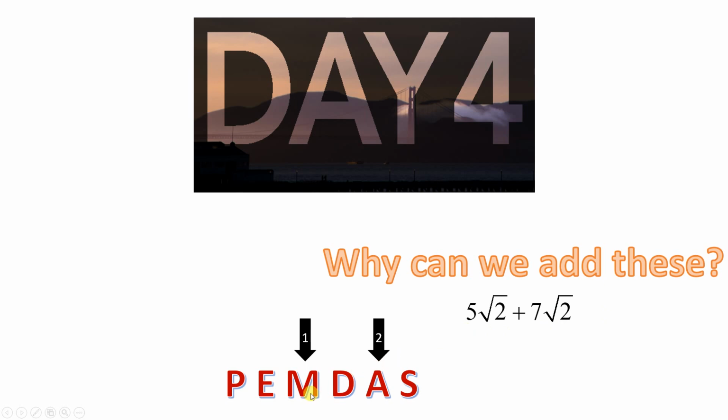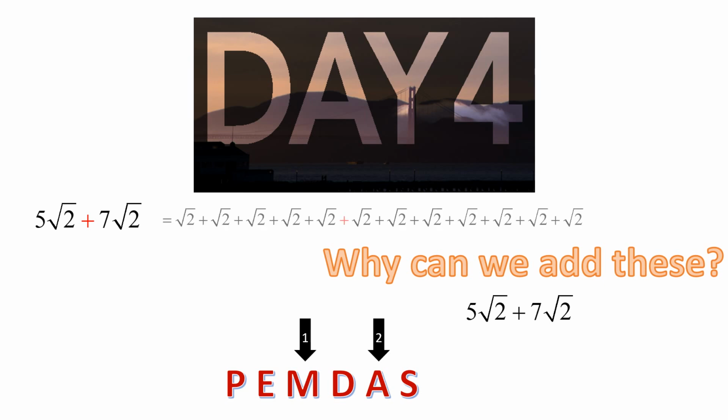Because multiplication comes before addition in the order of operations, and there's clearly multiplication going on here between a rational and an irrational number, why is it that we can add? Students are going to say, because it's like terms, but they still don't really understand what it is. And here's what it is. It's because multiplication is repeated addition.